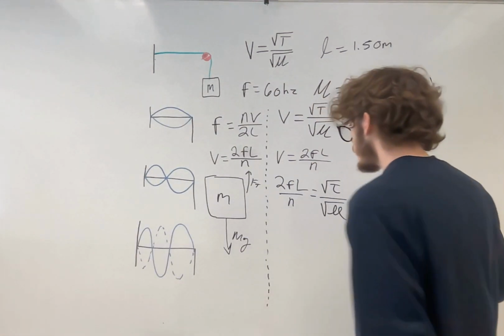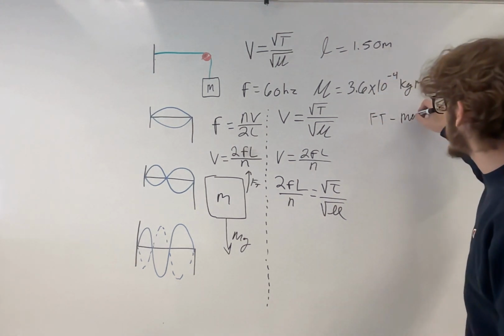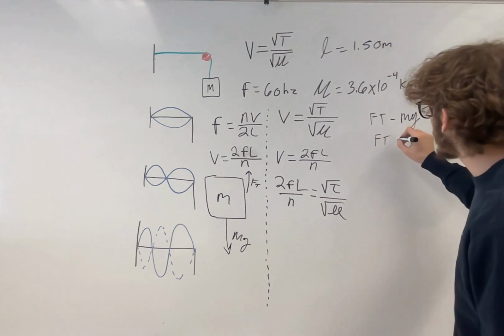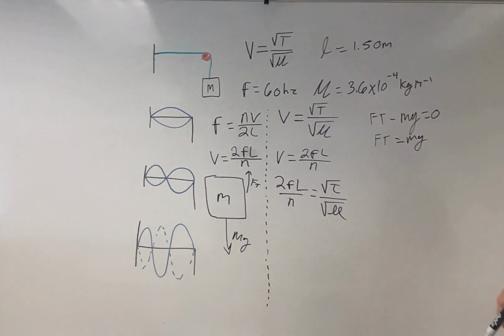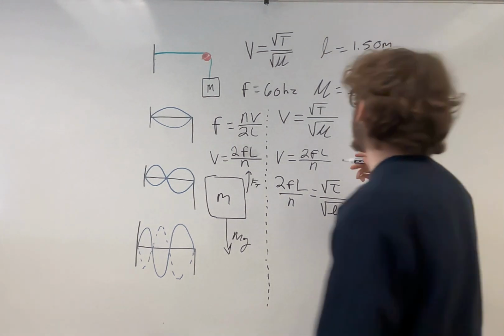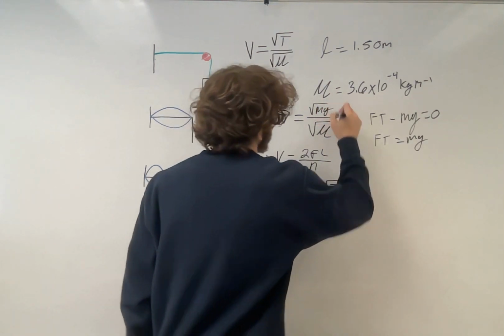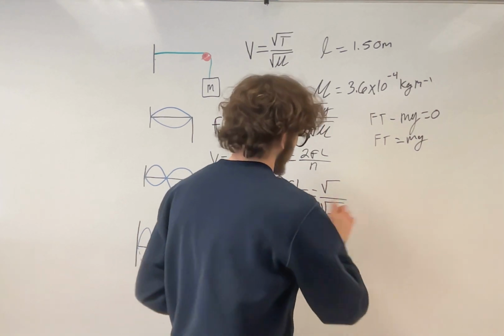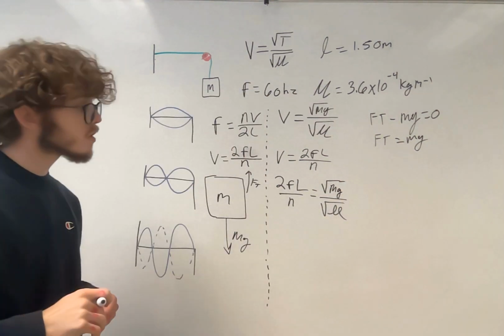Okay, so we could say that the force of tension minus mass times gravity is equal to 0, right? All we have to do is bring over one of the terms, right? And we see that the force of tension is equal to mass times gravity. Okay, so let's do another simplification here. The force of tension we're actually going to say is actually the square root of mass times gravity, right? So we'll substitute in here mg.